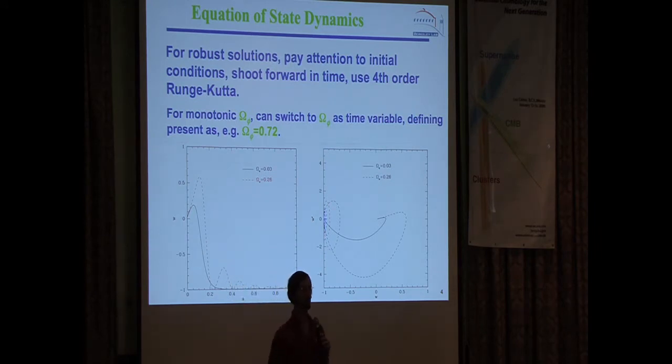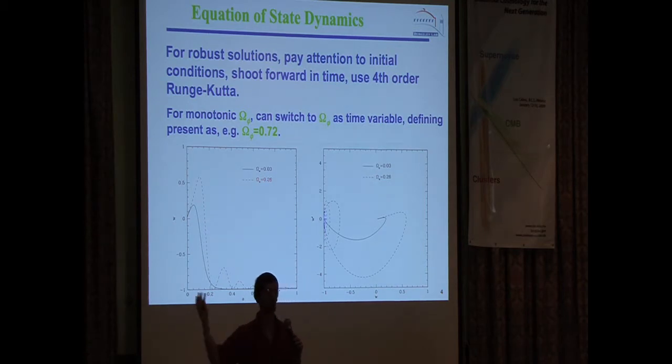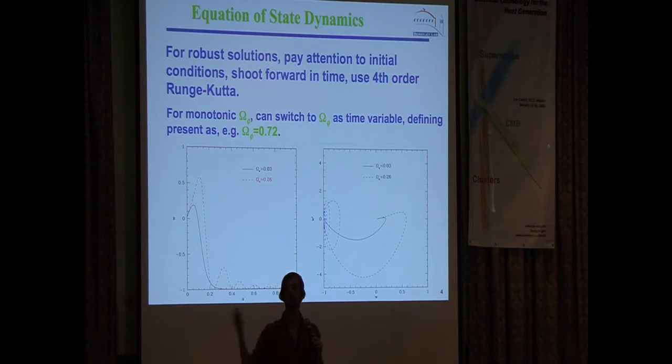For example, if your model has the energy density in the dark energy being monotonic in time, monotonically increasing, for example, you can actually switch to that as a time coordinate, and then you just define the present by a particular value of the dark energy density. So you can say the present is when omega phi is 0.72. And again, that becomes your time variable. You can just do all your solutions in terms of that variable.